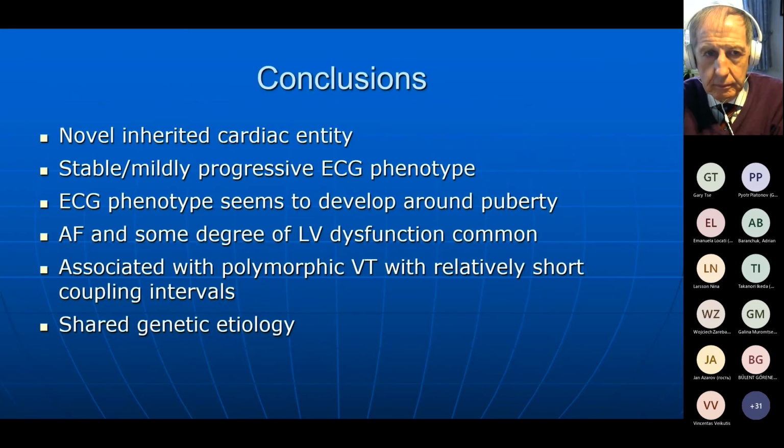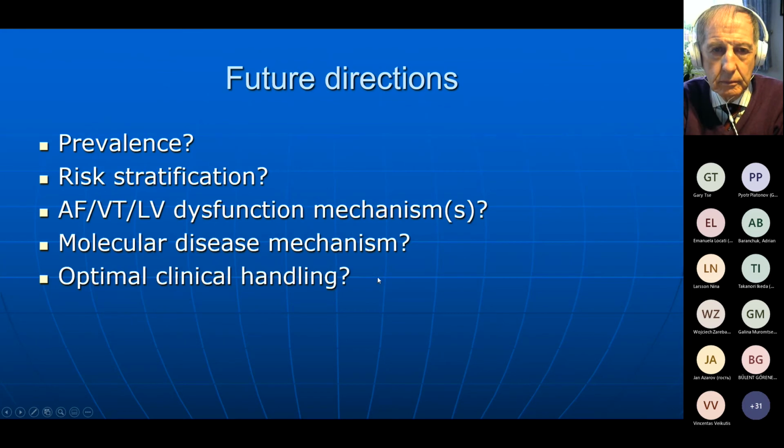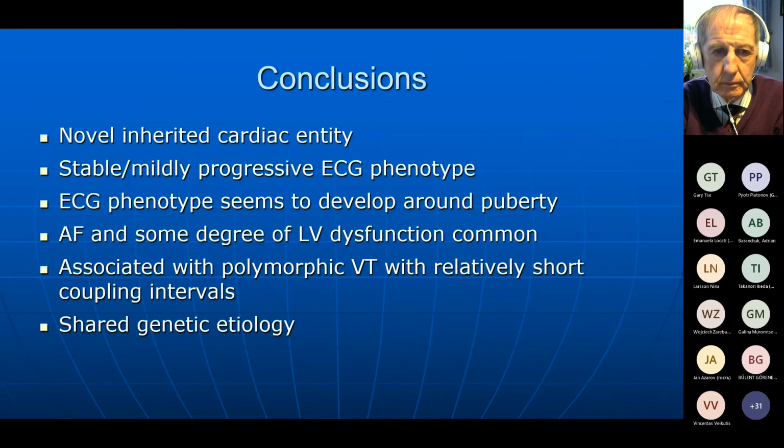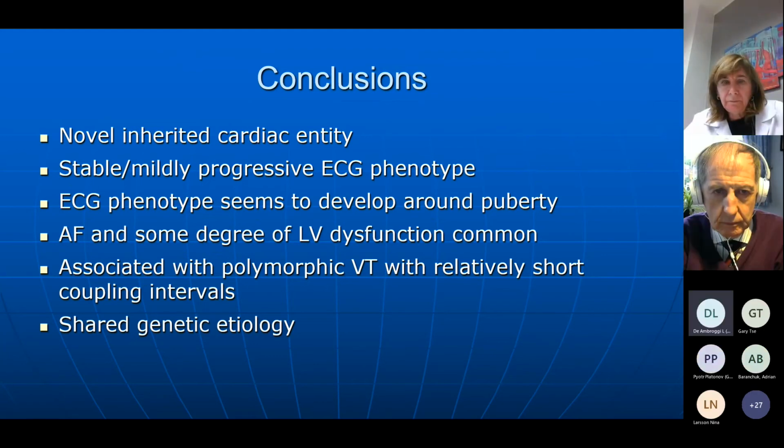So in conclusion, we believe this is a novel inherited cardiac entity. The ECG phenotype is stable to mildly progressive. The ECG phenotype seems to develop around puberty. Atrial fibrillation and some degree of left ventricular dysfunction is common. The syndrome is associated with polymorphic VT and with relatively short coupling intervals. And all of the investigated families shared the same genetic etiology.